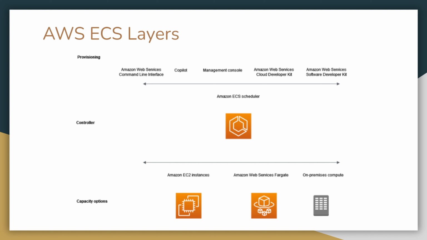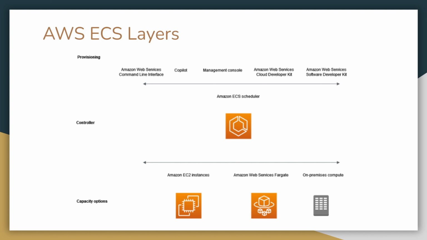For on-premises environments, Amazon ECS Anywhere allows you to register external instances such as virtual machines or servers to your ECS cluster. This capacity can be deployed across various AWS resources, including availability zones, local zones, wavelength zones, AWS regions, and AWS outposts. The controller layer deploys and manages your applications that run on the containers through Amazon ECS Scheduler.